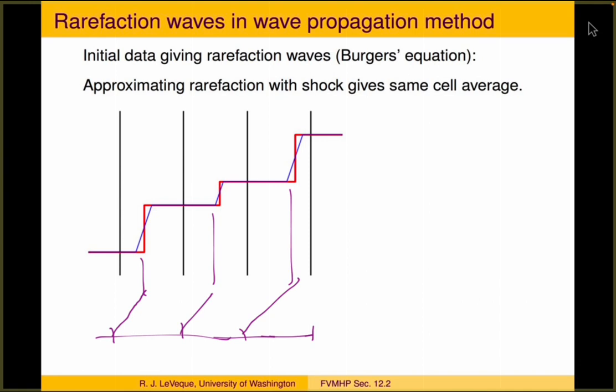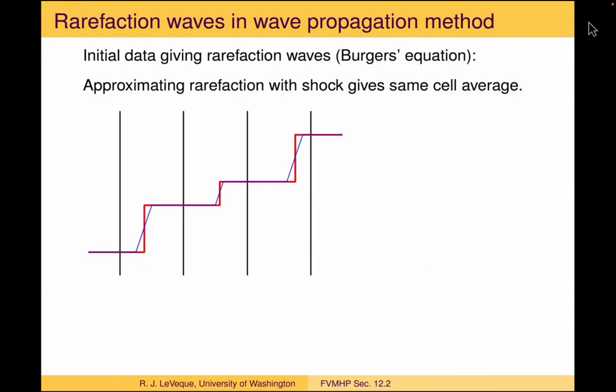And so if we look at that compared to the proper rarefaction wave solution that's shown in blue there, we see that the cell average within each cell is going to be exactly the same. So once we compute a cell average based on these shocks that we propagated, even though the shock wasn't the right solution locally, once we've done the averaging, it doesn't really matter whether we used rarefaction waves or shocks. And the averaging, another way to think about it, adds in some numerical viscosity that smears out these shocks and gives us in the end something that's more like a rarefaction wave.